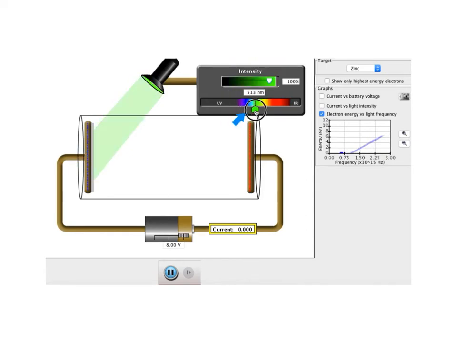Now, in the blue range and in the yellow and green range, we find no electrons leave the surface. And this is where the wave model of light broke down, because according to the wave model of light, if you shone a bright enough ray of light onto the surface, electrons should jump off the surface. But we find here that it's only in the UV range that this happens. So this points to a minimum frequency required in order to eject electrons.